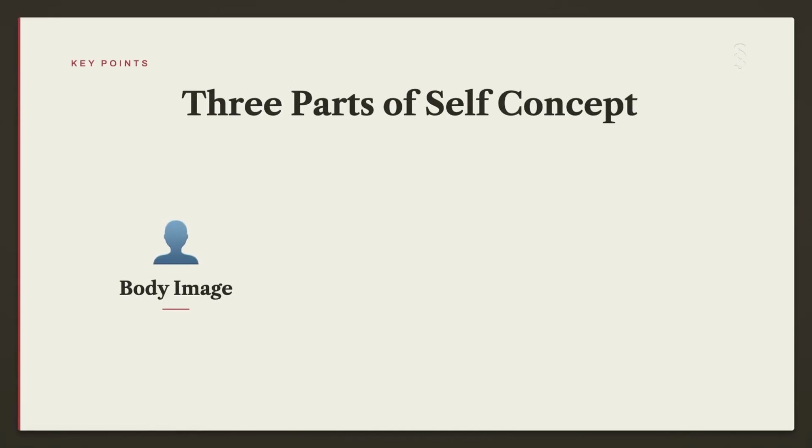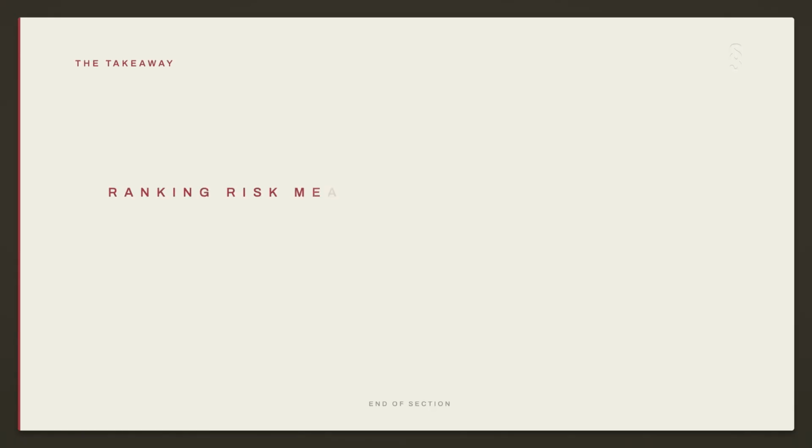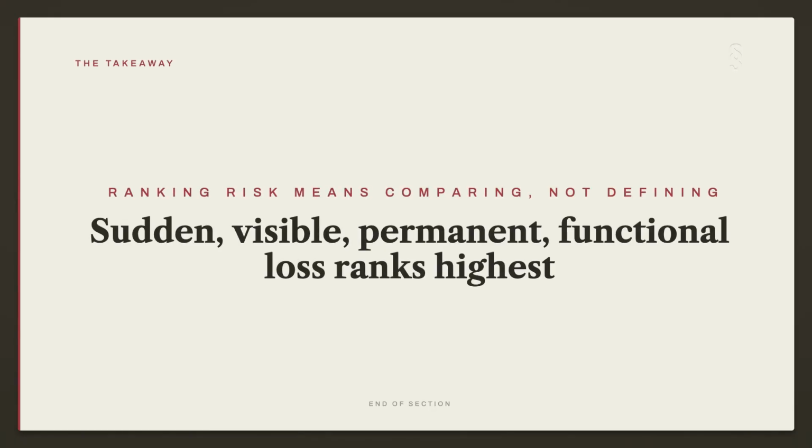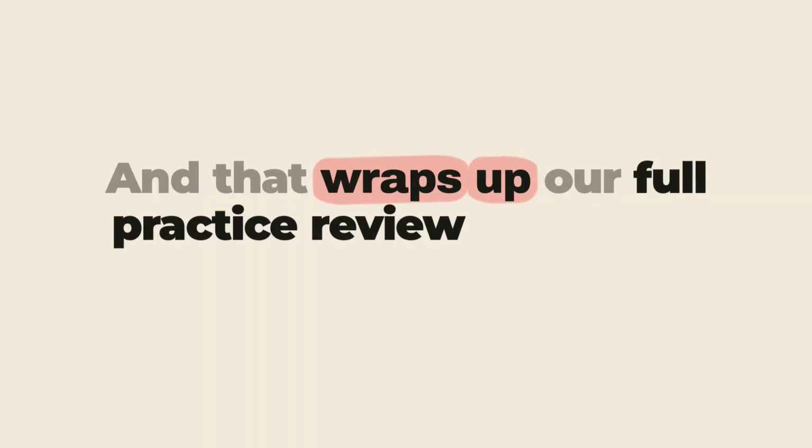Students often blur body image with self-esteem and role performance. Body image is the physical picture. Self-esteem is the evaluation of personal worth. And role performance is fulfilling expected roles as parent, worker, or partner. New paralysis frequently disrupts all three at once. When a question compares several clients, it is asking which one faces the greatest risk across these variables together, not for a single definition. And that wraps up our full practice review of the ATI Fundamentals exam.